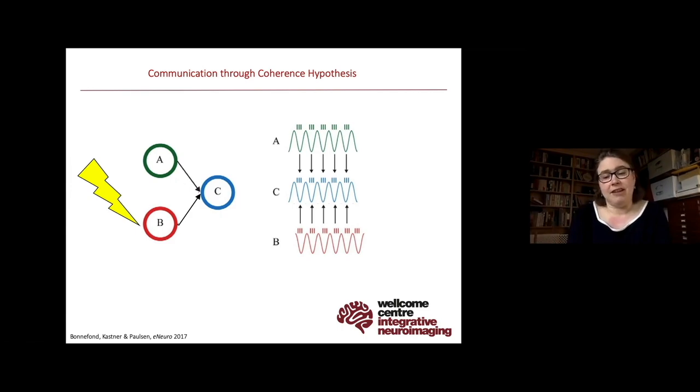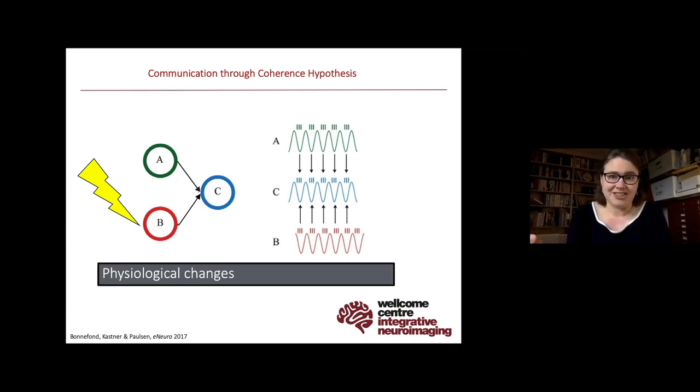But that hypothesis raises 2 very big questions that need answering. One, is there any evidence for any physiological changes within Area B in this example that might explain how tACS is able to modulate the phase and the frequency of ongoing activity? And is there any evidence that modulating one region with tACS changes connectivity within the network?